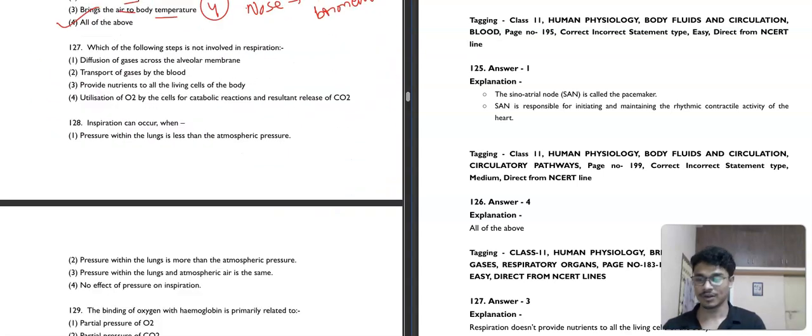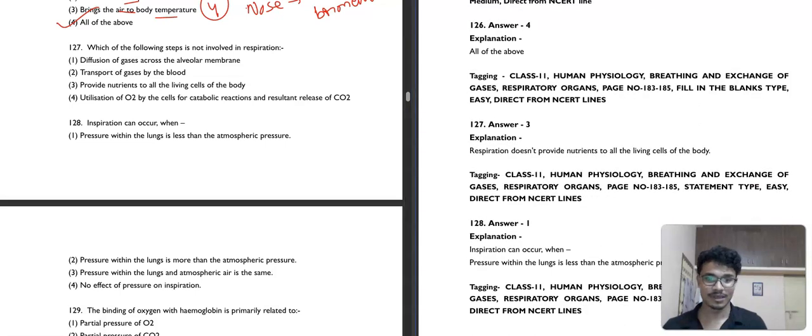Then 127. Okay. 127 is saying, which of the following steps is not involved in respiration? Diffusion of gases across the alveolar membrane, transport of gases by blood, providing nutrients to all living cells of the body, utilization of O2 by the cells for catabolic reaction and resultant release of CO2. Which of the following is not involved in respiration?